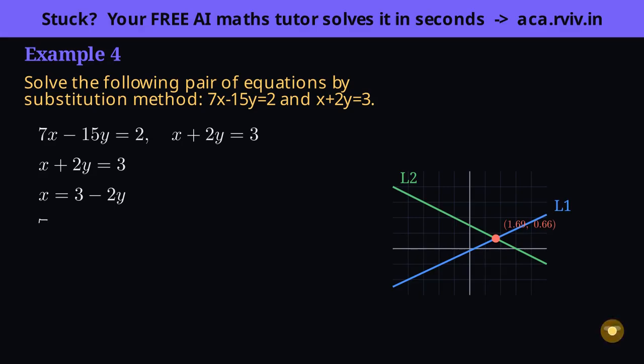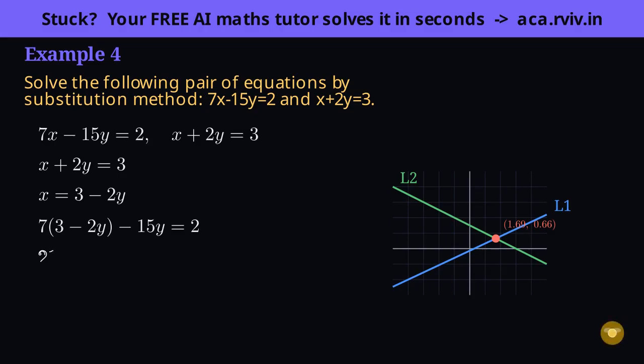Now the key substitution step. Wherever x appears in the first equation, replace it with 3 minus 2y. Why the first equation and not the second? Because we already used the second to get this expression, putting it back there would just give 0 equals 0. Substituting into the untouched first equation gives us new information, and now it contains only y.